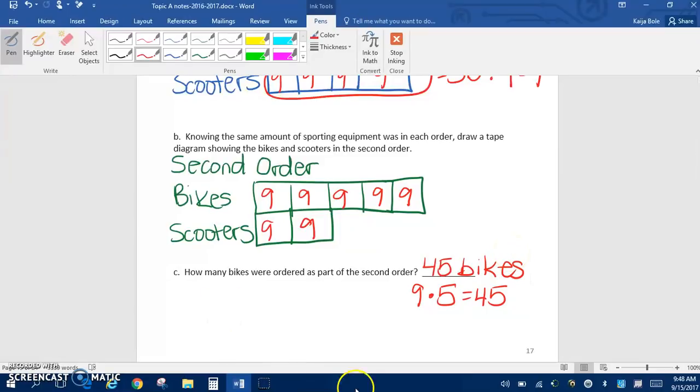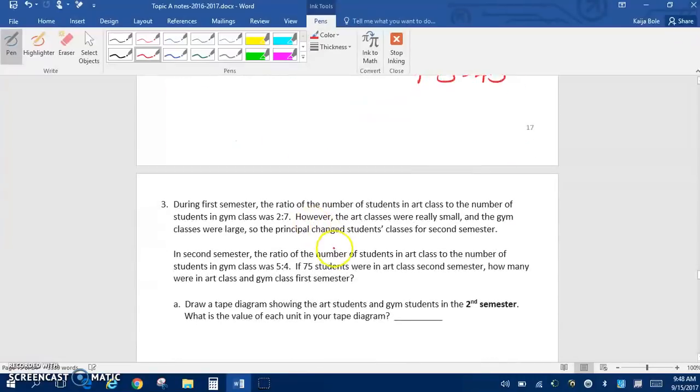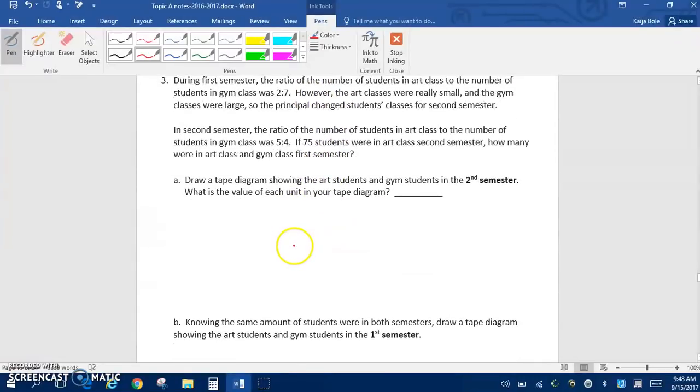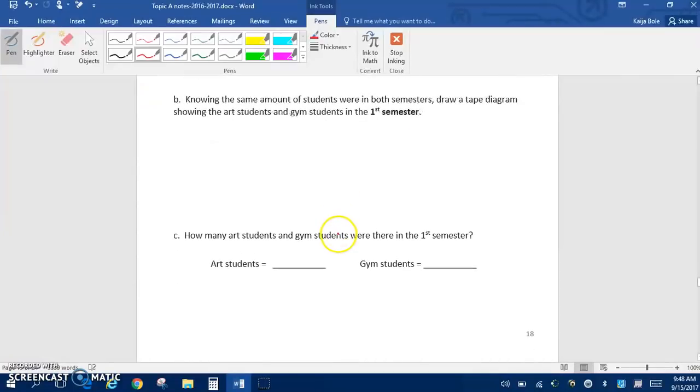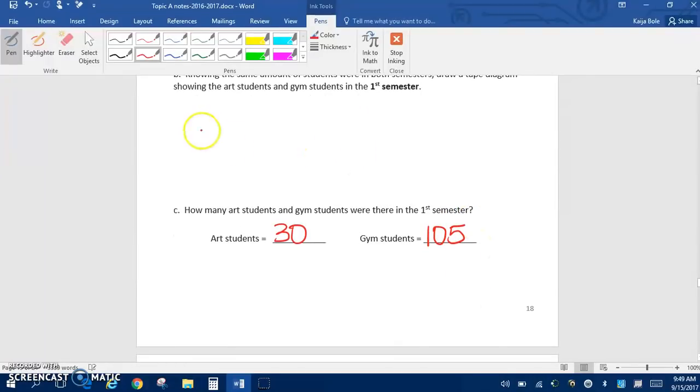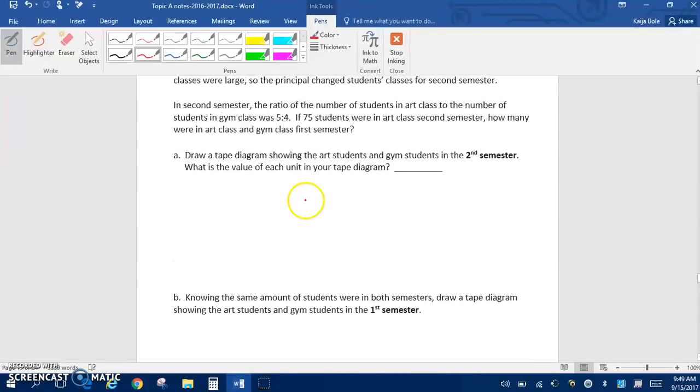If you flip on to page 18, there is one more example. Example 3, I want you to put a star by it, and I want you to try this one on your own. And we'll go through it in class. To help you out though, I'll tell you for part C, for art students you should get 30, and for gym students you should get 105. So go ahead and try that last example number 3 on page 18, and we will go over that in class.